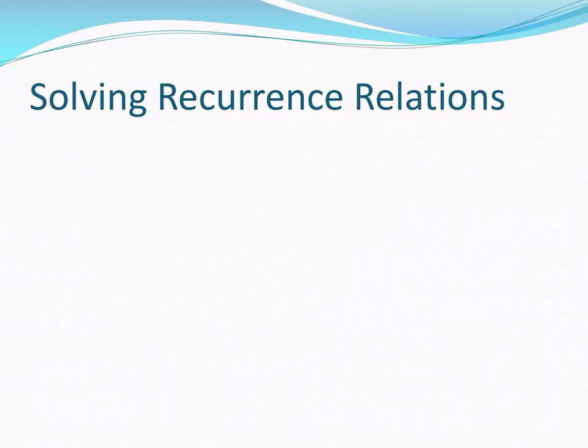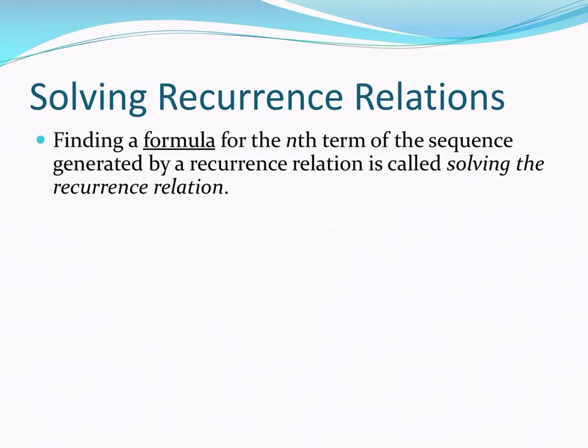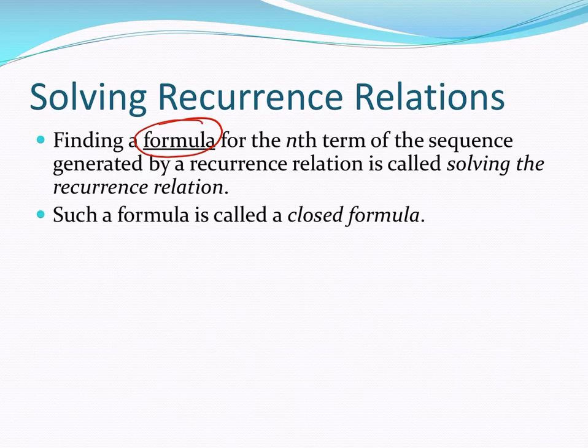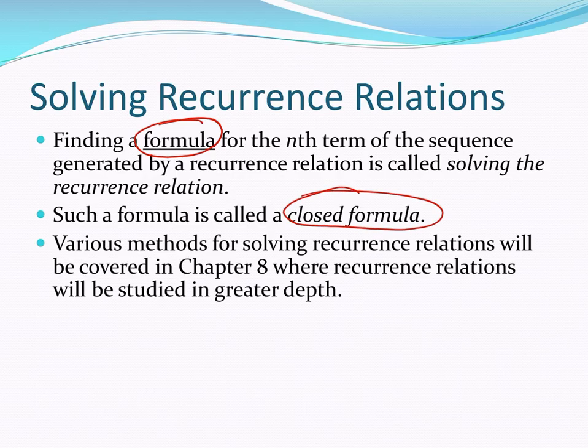All right, how do we solve recurrence relations given a sequence or given the recurrence relation? It'd be nice if we could have a formula for the nth term rather than having to iterate up to the nth term. And if we could find that, it's called solving the recurrence relation. And when we have that, it's called a closed formula. And we'll only deal with fairly straightforward recurrence relations in this chapter. In chapter 8, we cover them in much greater depth.